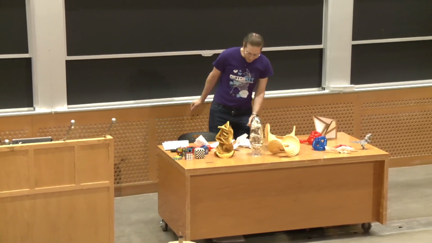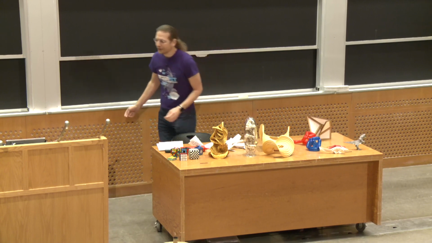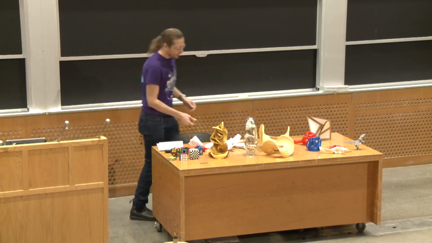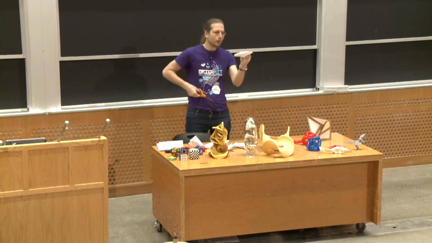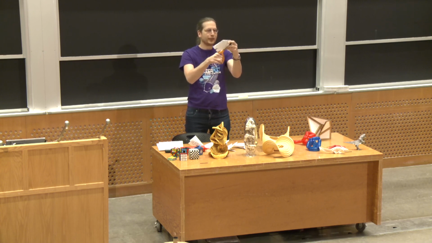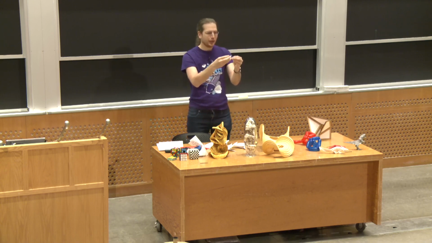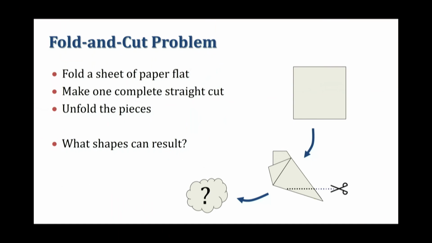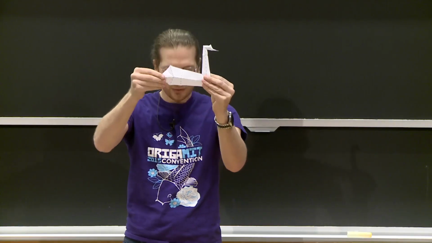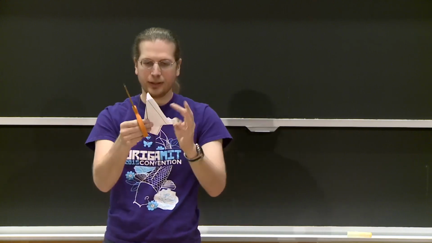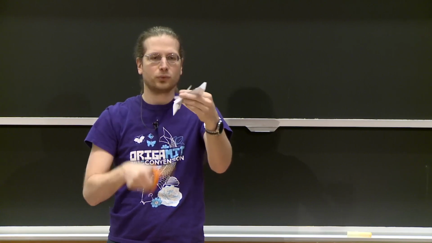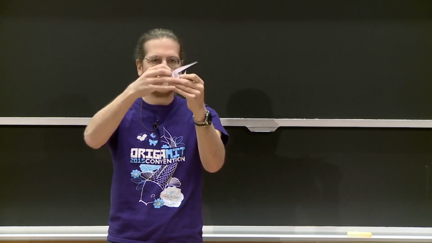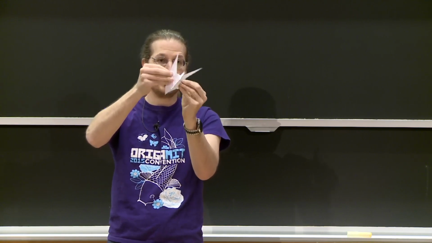Rewind. Let me show you one more fun demo, which, if I find my scissors. So if I take a rectangle of paper and I fold it flat and make one straight cut, what shapes can I get? This is called the fold and cut problem. It's hundreds of years old. Here, for example, I get a swan. Here I get one straight cut. I unfold and get an angelfish.